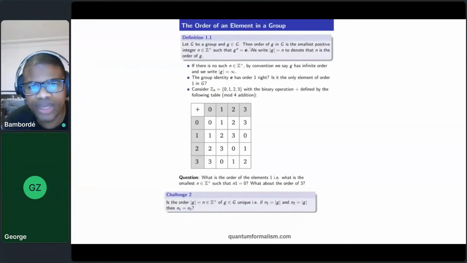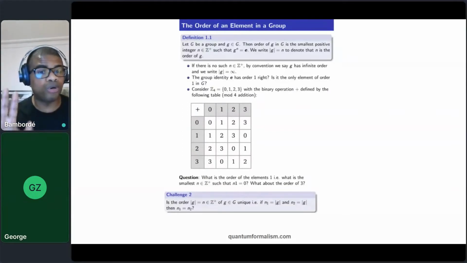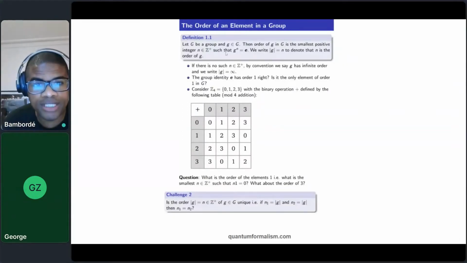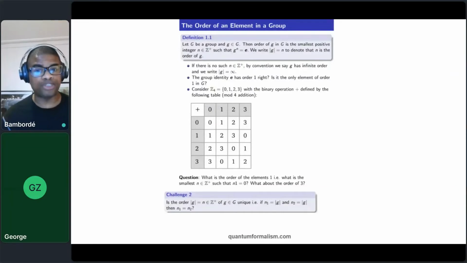For the time being, the order of an element G is the smallest positive integer such that when you take G to the power of that positive integer, you get the identity. So it's the smallest positive integer. Coincidentally, the notation is also the same: the order of the element G is also denoted like this. So the order of G equals n.